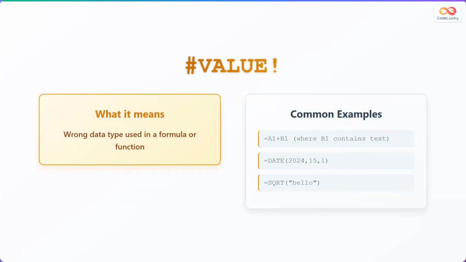The value error appears when the wrong type of data is used in a formula or function. Common examples include trying to add a number to text, which Excel can't compute, using an invalid date, such as the 15th month in the date function, or attempting to take the square root of a text string.